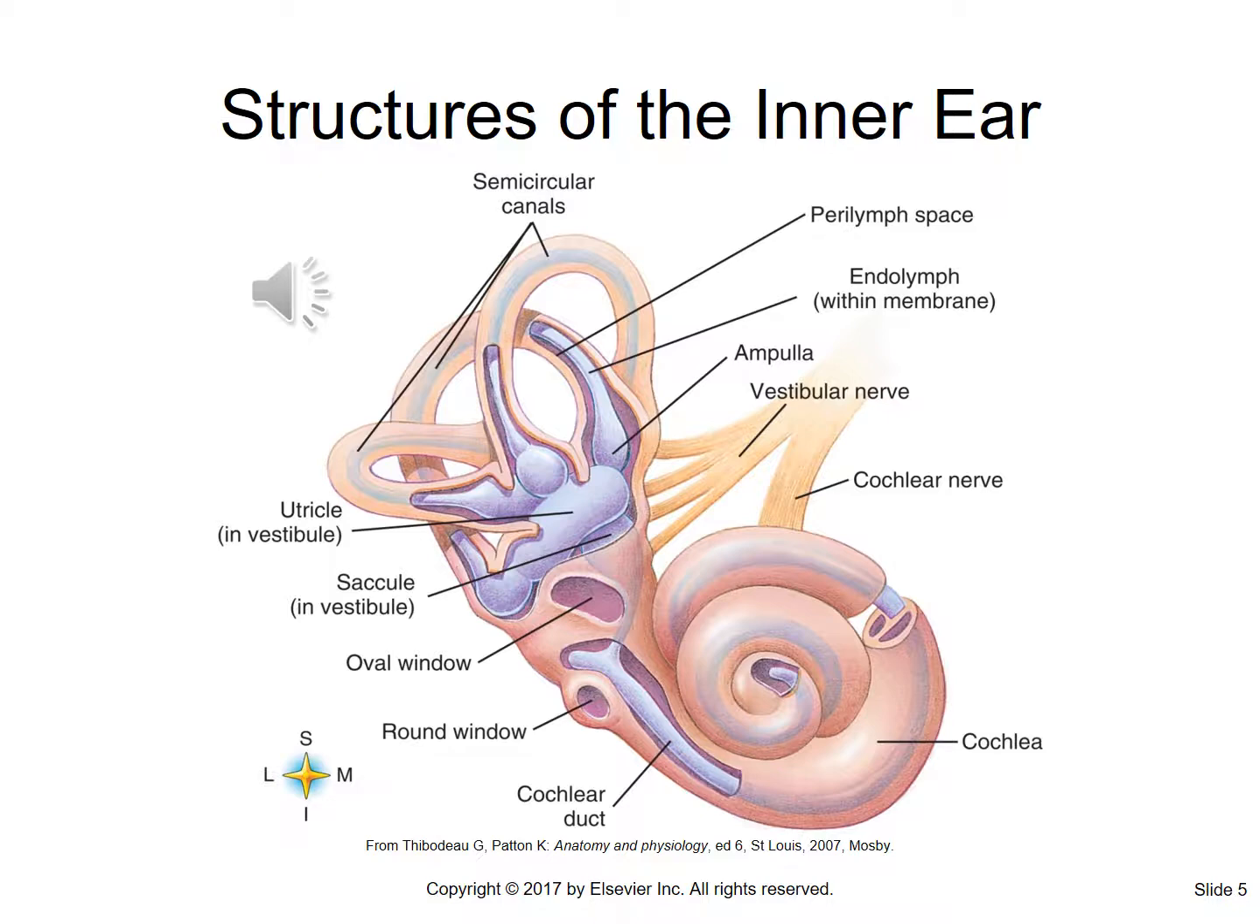The inner ear is an air-filled chamber located in the temporal bone. Our inner ear structures help with controlling our equilibrium, so keeping our balance, and the body's sense of position in space. The structures of the inner ear are the cochlea, semicircular canals, vestibules, oval window, and auditory nerve.